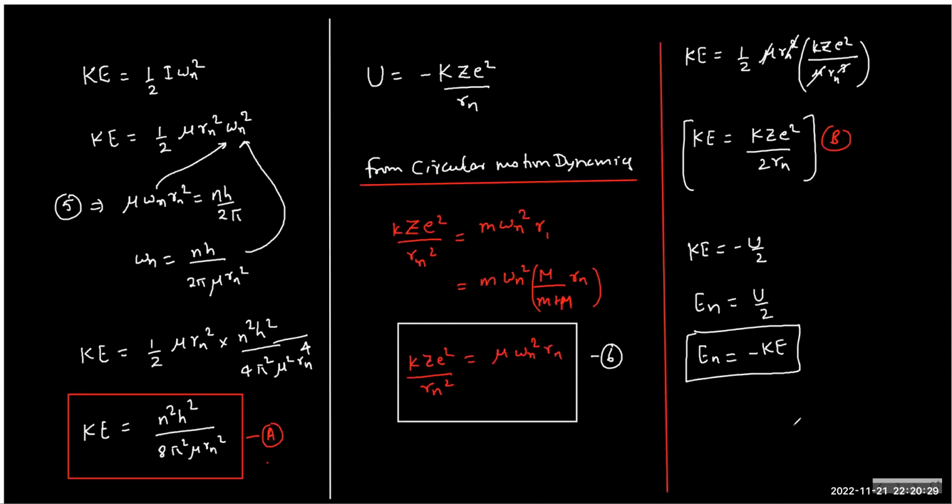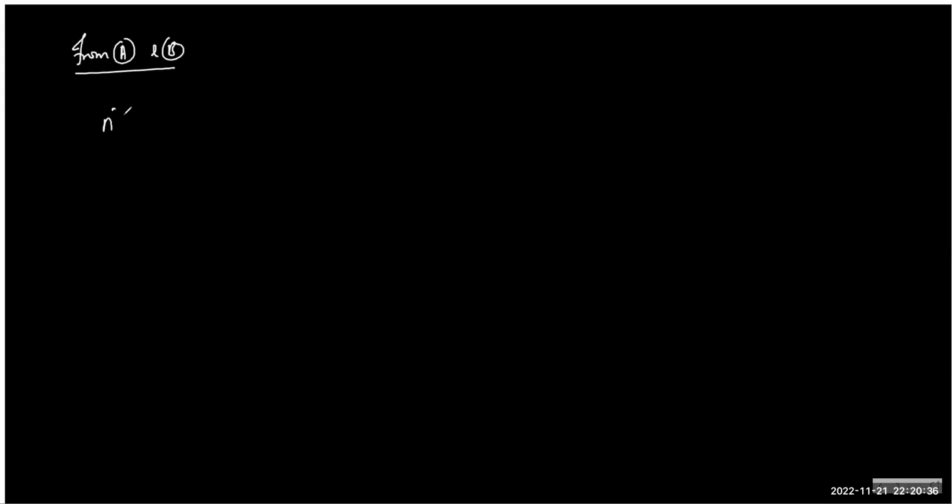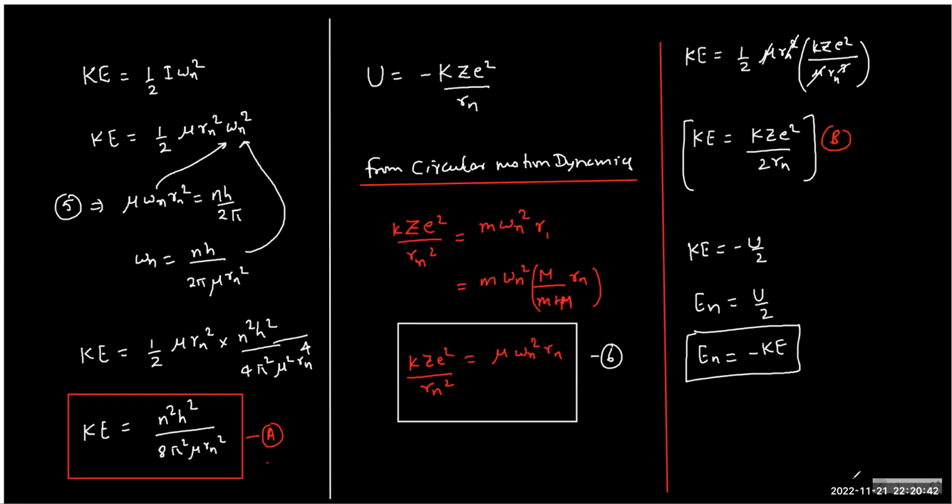So from A and B, tell me guys, what do we have here? N square by 8 pi square mu r n square. Tell me if I'm wrong somewhere. 8 pi square.